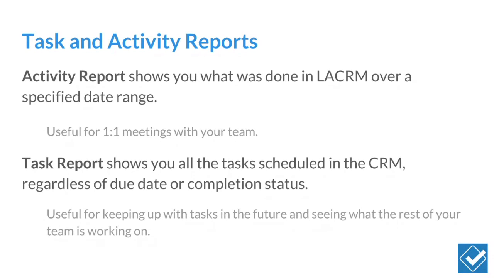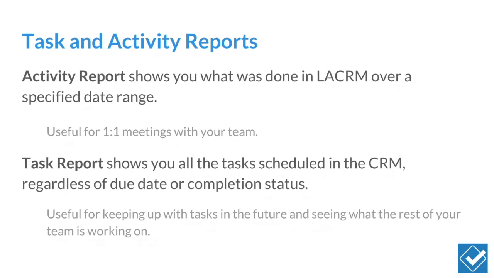A task report, on the other hand, is made up of all the tasks that you and your team have scheduled in the CRM, and is a hub for you to see all your past, future, complete, and incomplete tasks. It's a way for you to keep up with tasks beyond what you have scheduled for today, and to see what other people have coming up as well. This helps you plan ahead and keep an eye on what your team will be working on in the future.